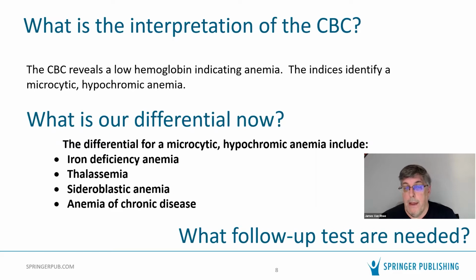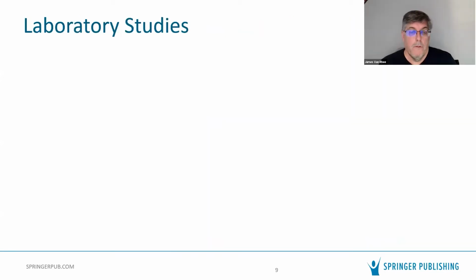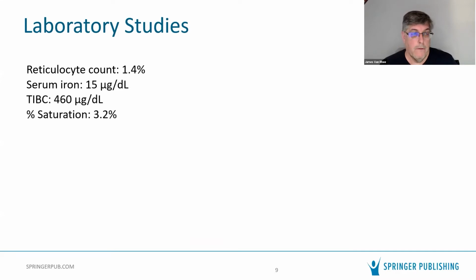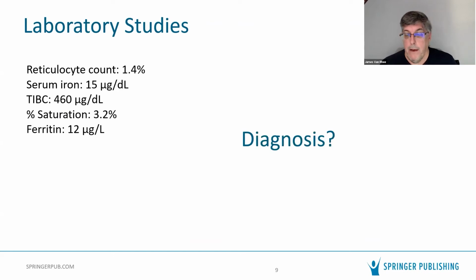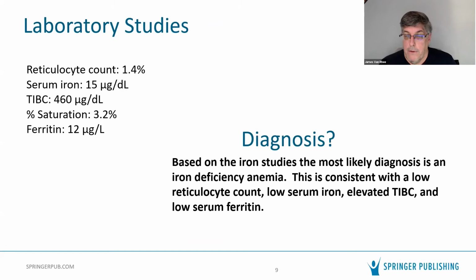And then the most important thing, and the thing that I know students struggle with the most over time, is what about follow-up tests and what about treatment? What do you do next? They always say, I've got the diagnosis, but what do I do for this patient now? So you could do other laboratory tests, and they'll be available. What about a reticulocyte count? You can get iron studies. You can get all the iron studies. You can get a ferritin. And now you can have all of this information and finally come up with the final diagnosis. Based on these iron studies, the most likely diagnosis is iron deficiency anemia. This is consistent with the low retic count, the low serum iron, the elevated TIBC, and the low serum ferritin.